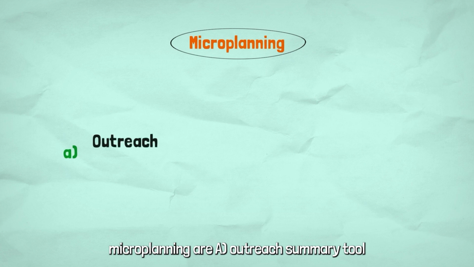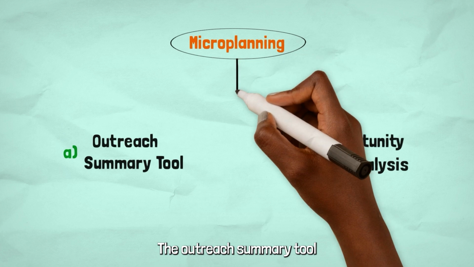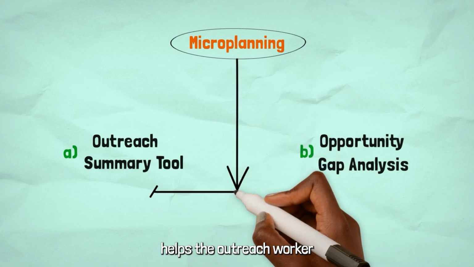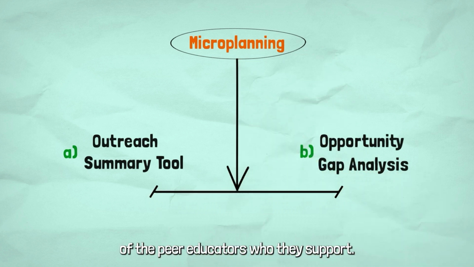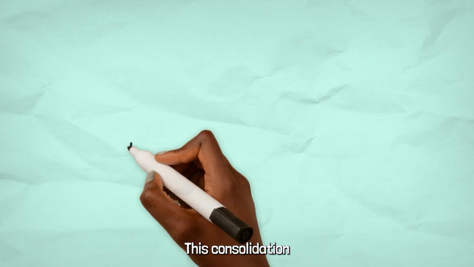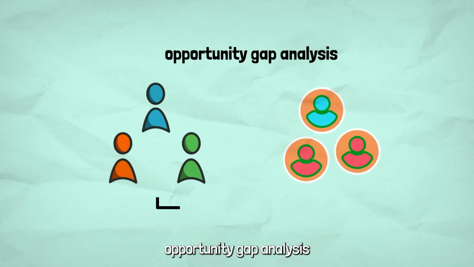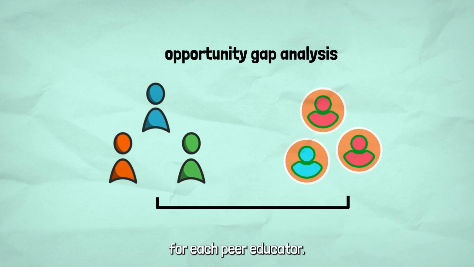Outreach summary tool, and B. Opportunity gap analysis. The Outreach Summary tool helps the outreach worker to consolidate the performance of the peer educators who they support. This consolidation takes place on a monthly basis. This consolidation through the Summary tool helps in also conducting opportunity gap analysis for each peer educator.